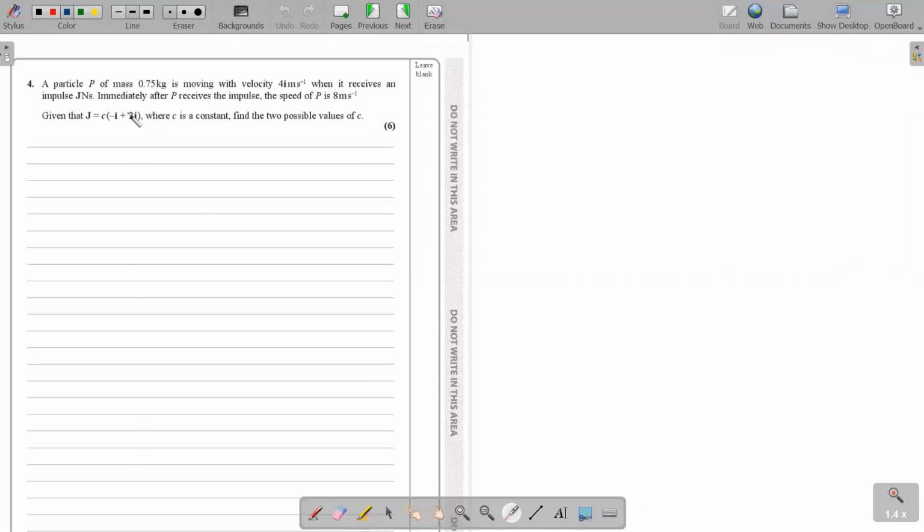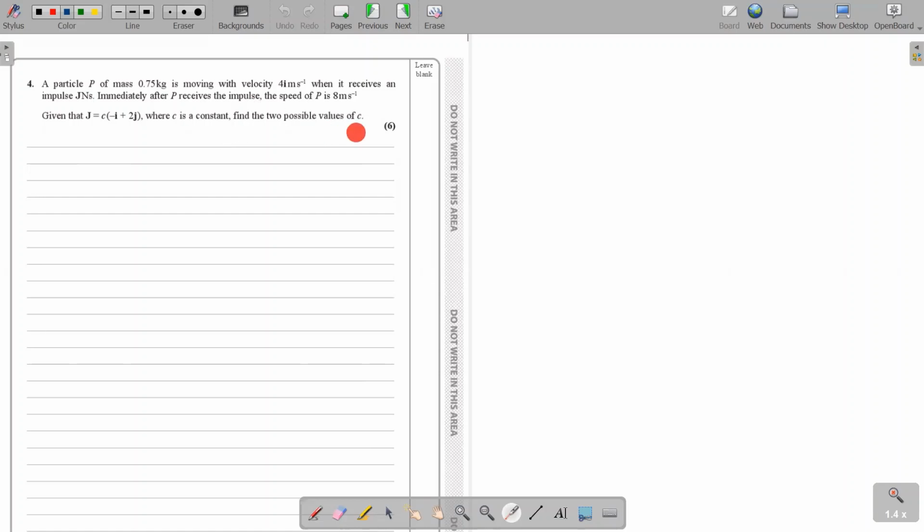Question number 4. A particle P of mass 0.75 kilogram is moving with velocity 4i meters per second when it receives an impulse J newton seconds. Immediately after P receives this impulse, the speed of P is 8 meters per second. They've given you the speed immediately after, not the velocity. The impulse J is given as c times (minus i plus 2j), where c is a constant. Find two possible values of c.